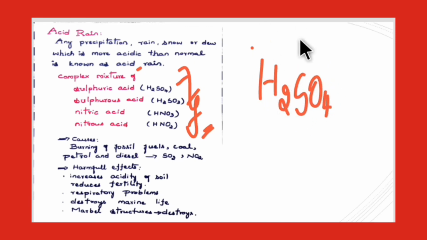You may not be asked to describe in detail how they form. Just remember these acids. So SO2 and NO2, sulfur dioxide and nitrogen oxides, are released by all these activities. Later they undergo many photochemical reactions and form H2SO4 and HNO3, and hence they lead to acid rain. They combine with dew or snow or rain in the atmosphere as they fall, and they become acid rain.